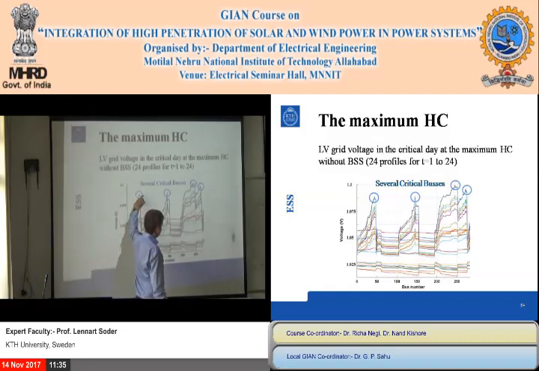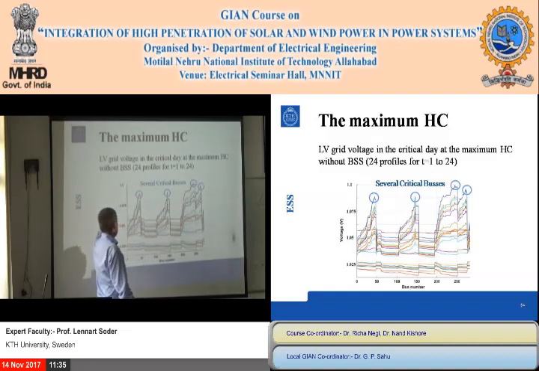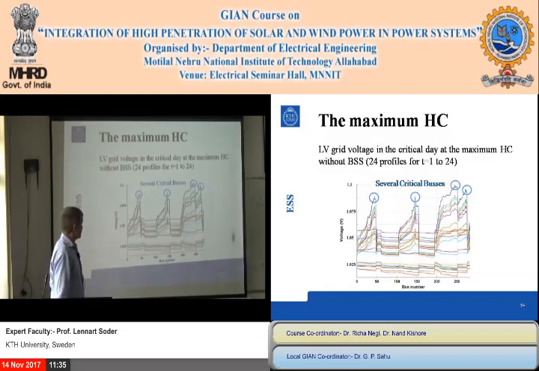So then we said that we should never anywhere accept more than 1.1 per unit, so 10% voltage increase. And then we got it in that. So that is, let's say, the dimensioning node then.